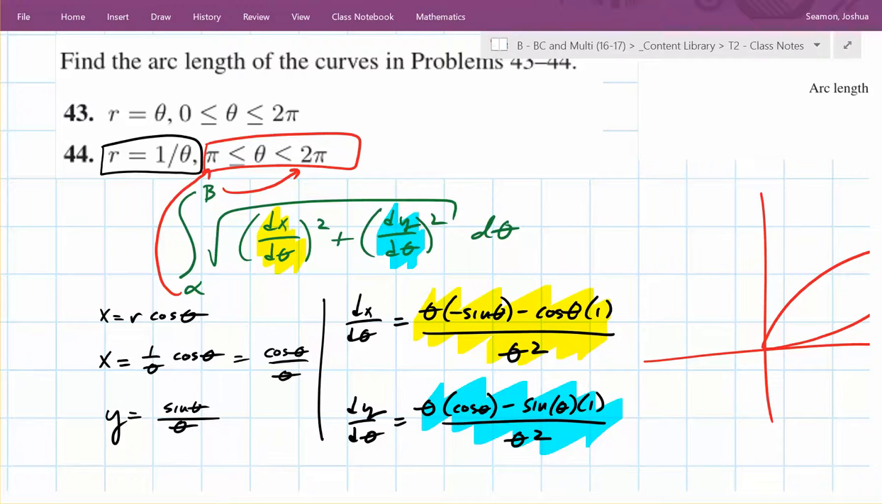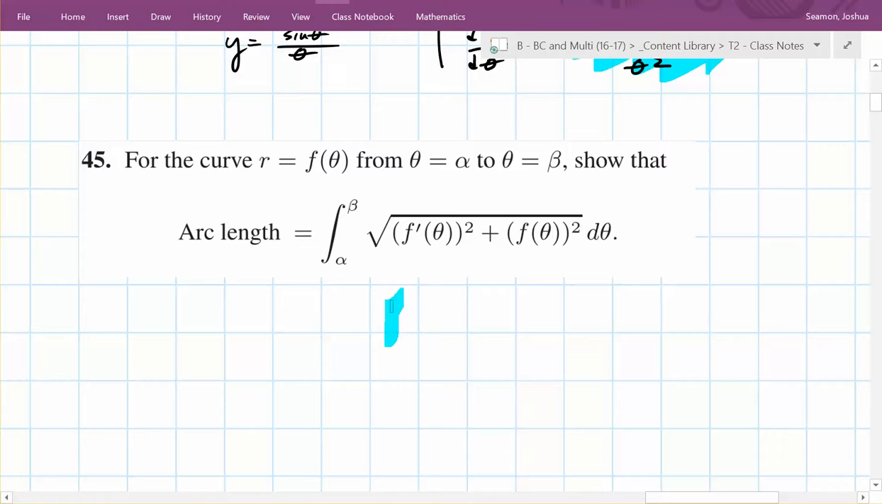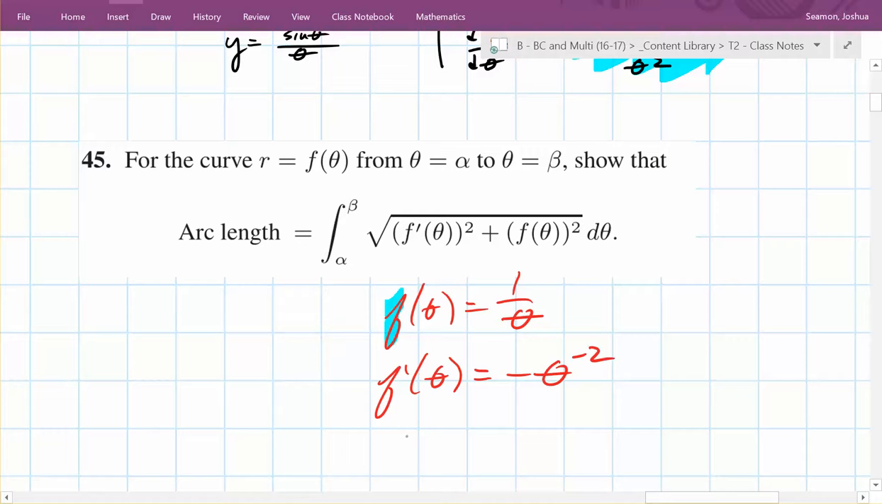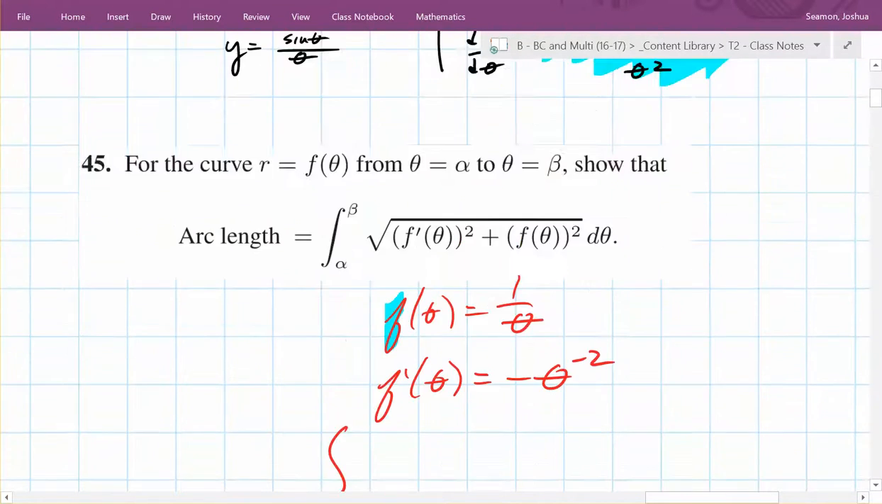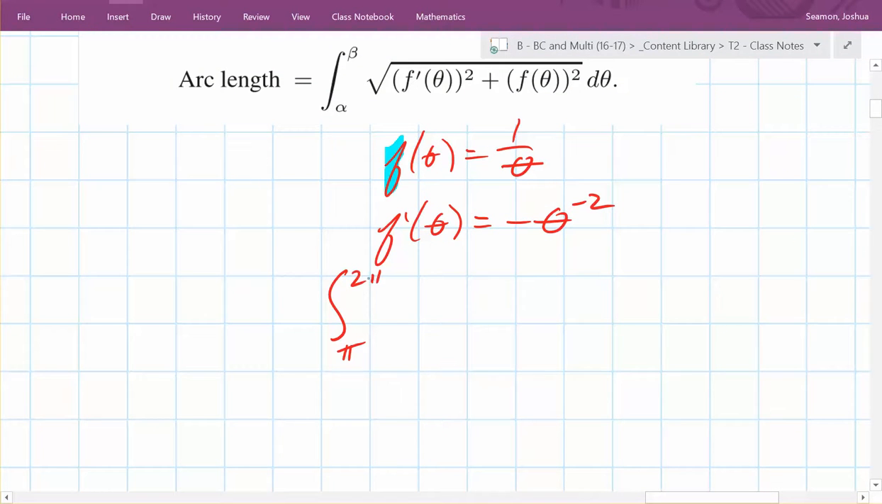Right. What Stephen is referring to is this. In this case, we know that f theta was 1 over theta, right? So we could do it this way. If we do this, what's f prime going to be? Negative theta to the what? Negative 2. So what do you end up with? Integral from pi to 2 pi of the square root of theta to the negative 4 plus theta to the negative 2 d theta.